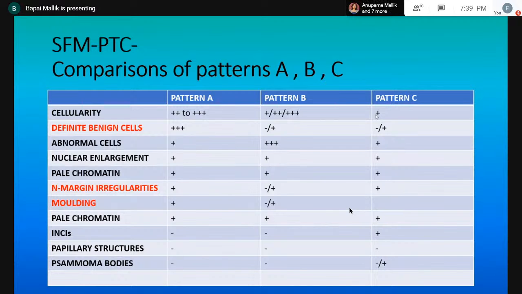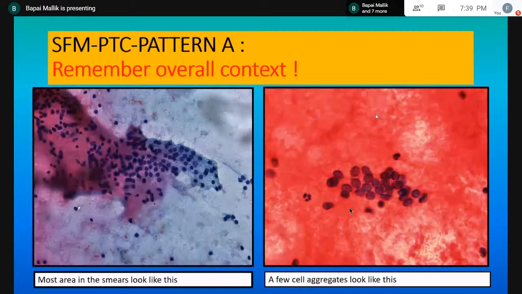And I hope that some of these are going to be clearer as I go into the pictures. So let's look at the first pattern. So this is pattern A. Remember that most of the areas are going to look like this. So these are benign thyroid follicular cells.